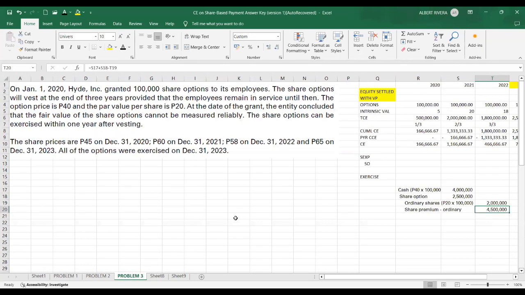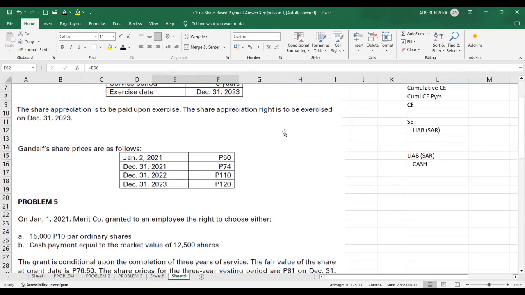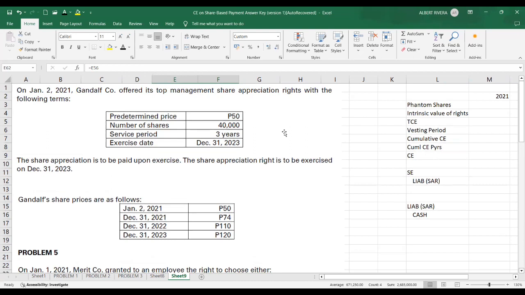So in problem 4, so this is the scenario for problem 4. So in problem 4, sabi niya, the predetermined price is 50. The number of shares is 40,000. Then we have the service period of 3 years. The exercise date is December 31, 2023. And the share appreciation is to be paid upon exercise. The share appreciation right is exercised on December 2023. Okay? So, this is also called the intrinsic value of the rights.